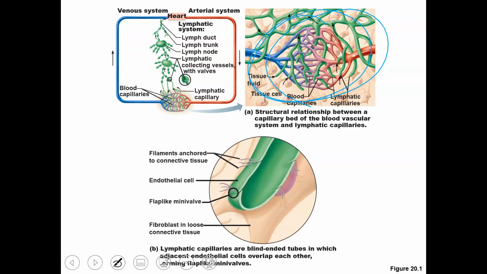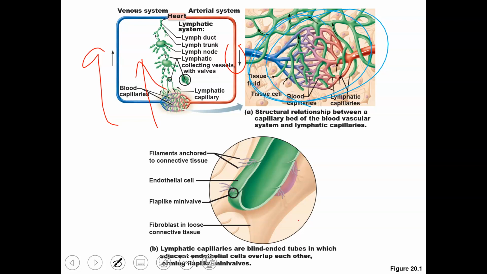Now, the lymphatic system is a one-way system, which means it's always moving back toward the heart. It doesn't get another choice. It doesn't circulate like blood. So blood, you see your arrows here, right? Blood is circulating. Lymph is not circulating, and lymph is the term for the fluid in the lymphatic vessels. The lymph always moves back toward the heart.